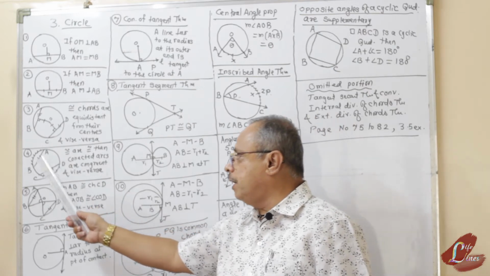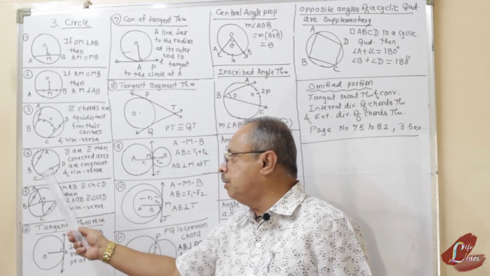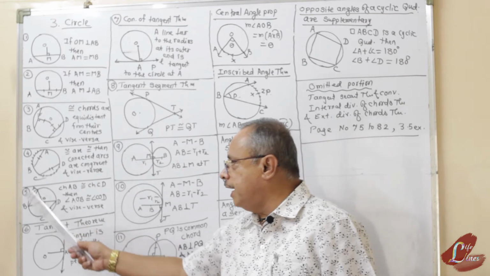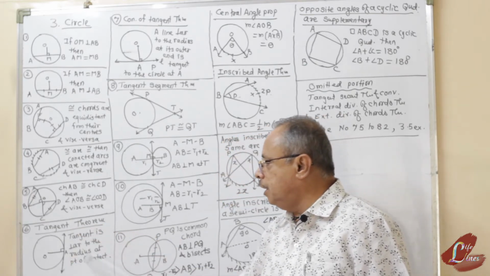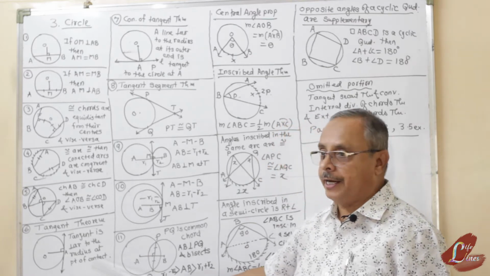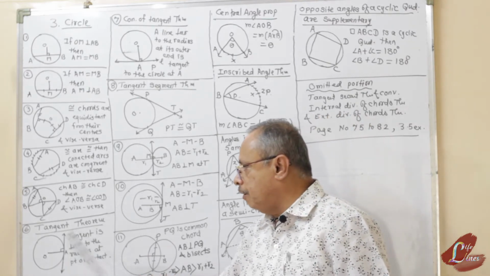When chords are congruent, corresponding arcs are congruent and vice versa. When chords are congruent, corresponding central angles are congruent and vice versa. Now these theorems are very important for writing. Tangent perpendicularity theorem.